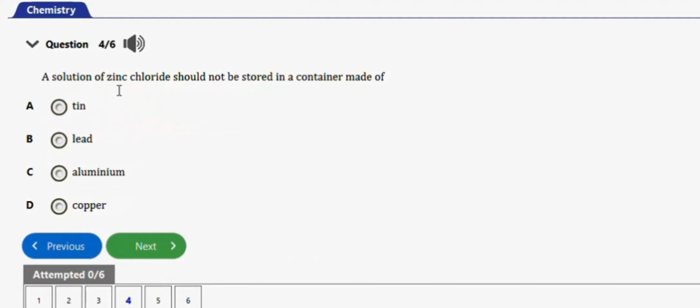It says a solution of zinc chloride should not be stored in a container made of, we have tin, we have lead, we have aluminium, we have copper. So guys, the right answer to this question is option C, which is aluminium. Alright, the next question will be this one.